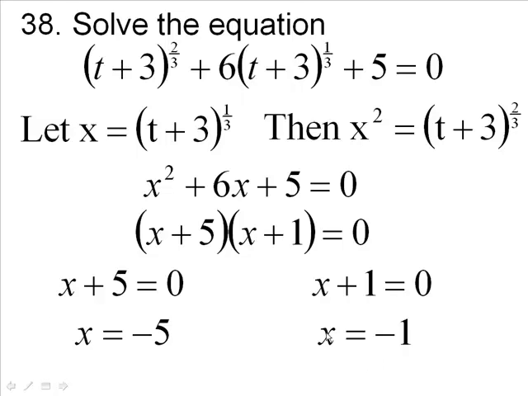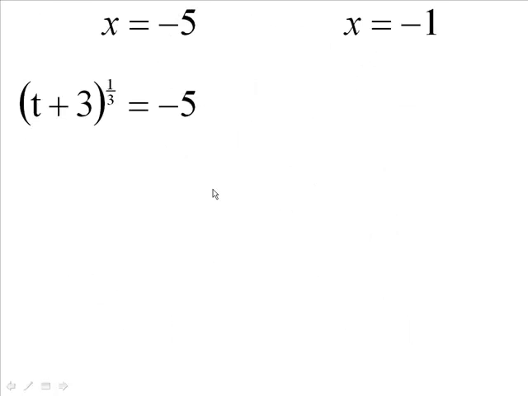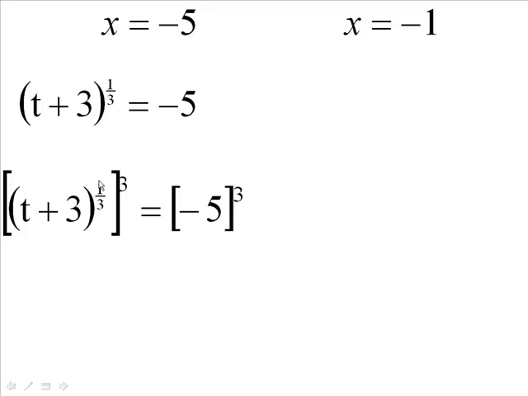All right? Let's go back. Let's use these two numbers here. And remember, x is (t + 3)^(1/3), right? So let's come back here. x, which is (t + 3)^(1/3), x equals minus 5. Now to figure out what t is, first of all, we're going to cube both sides. Cube both sides. So we're going to take this to the 1/3 cubed and negative 5 cubed.